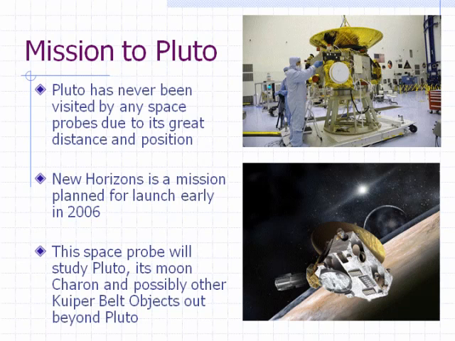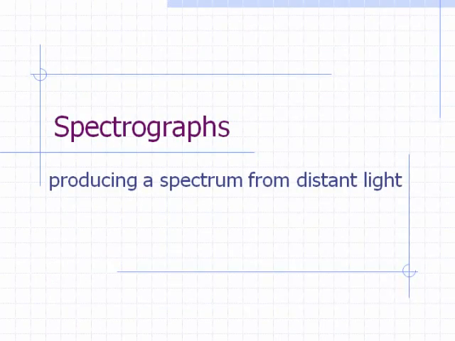Now let's talk about the last thing. A very important tool in astronomy, the spectrograph. It produces spectra from light or any type of radiation by breaking it into its individual frequencies.